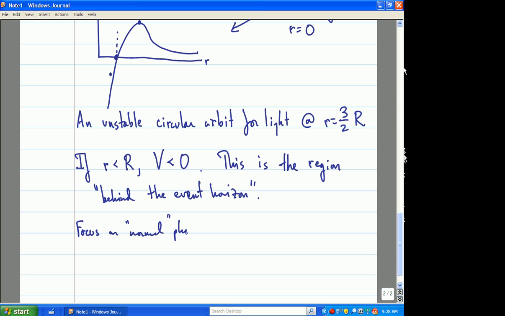where the radius is much larger than the Schwarzschild radius. And as before, what I will do is treat the 1 over r cubed term in the effective potential as a small perturbation.